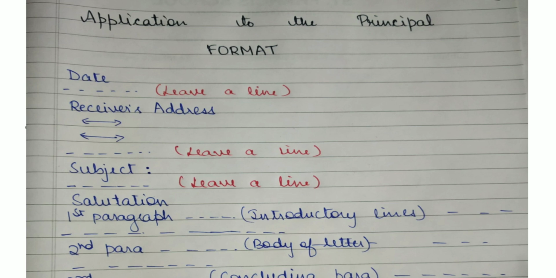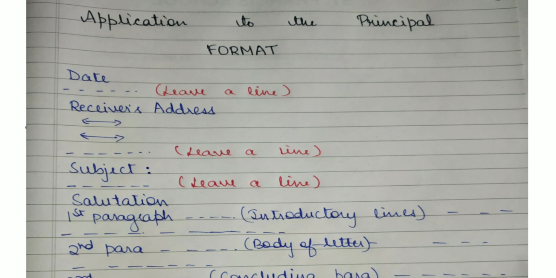You are the sender, you are writing the application. The person who will be receiving this application is the receiver. So when you are writing an application to the principal, what will be the receiver's address? The principal's address. In these three lines, you will write the receiver's address, like the principal. Then in the next line, you will write which school, St. Francis School. Then in the next line, you will write Gomti Nagar Extension. So this is how you will write the receiver's address.